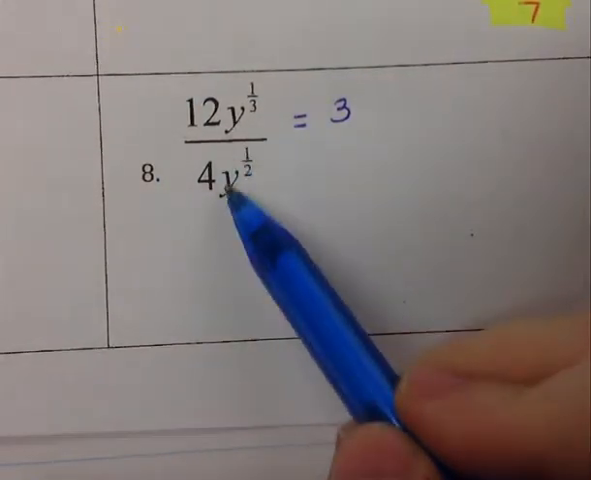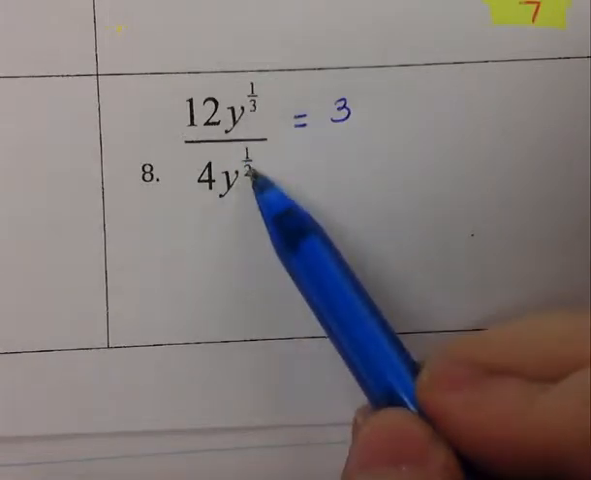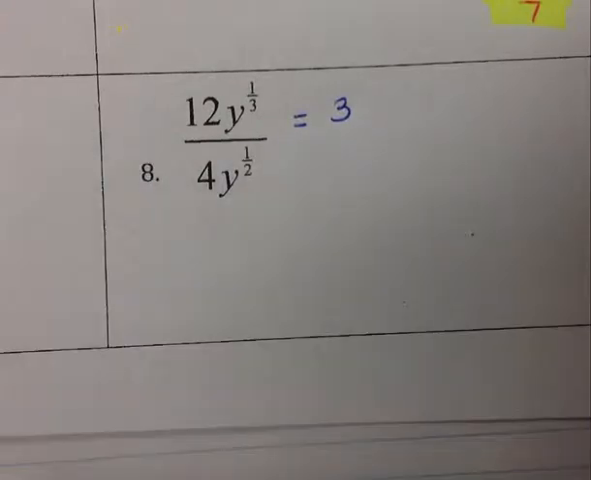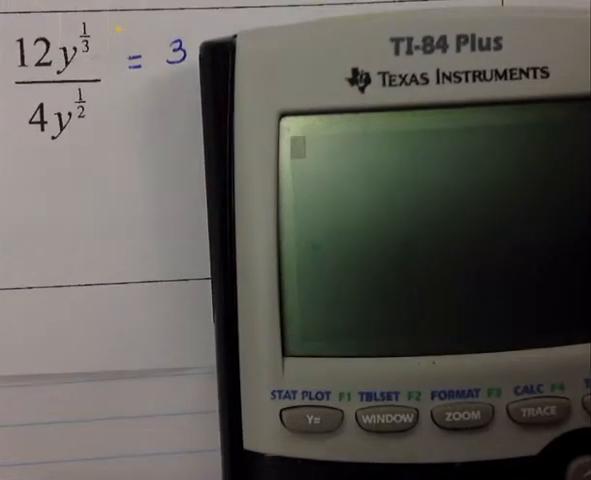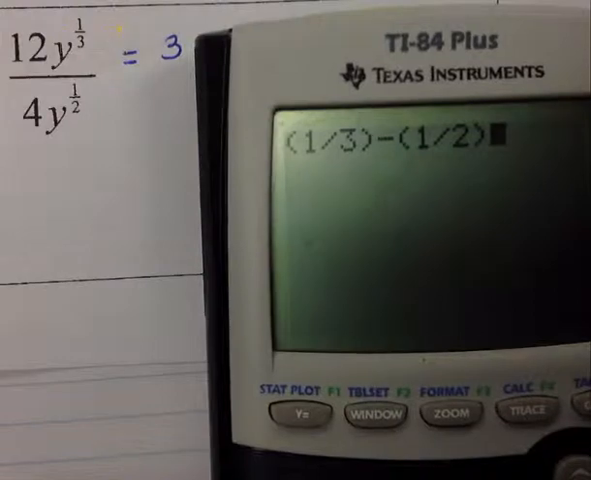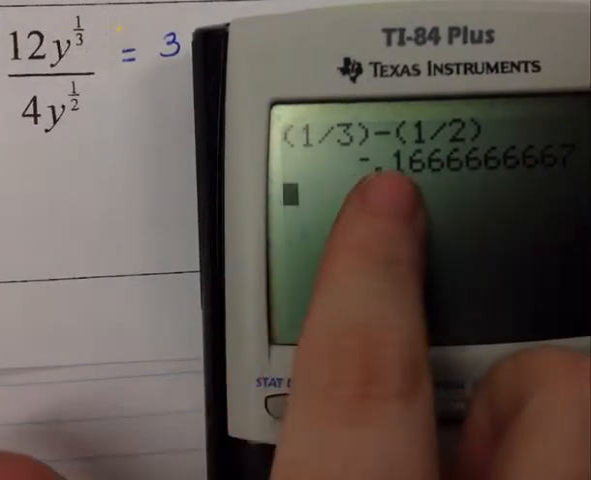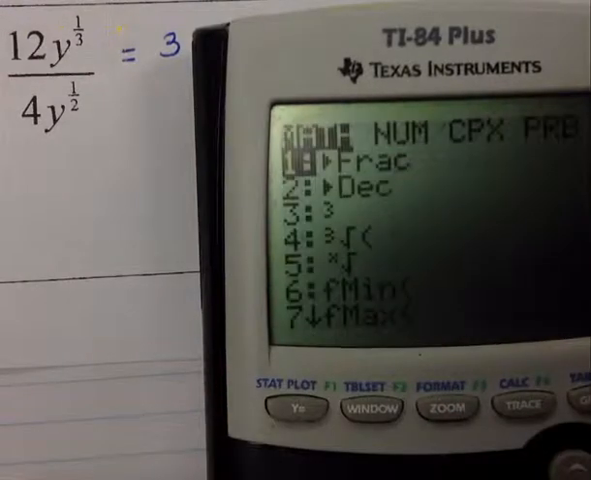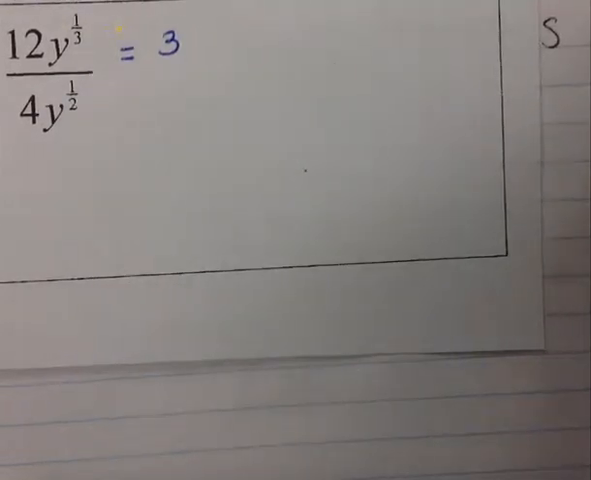We do have a y and a y, so since we have two y's, we actually want to subtract the exponents because we're dividing. So we take our exponent of 1/3, 1 divided by 3 in parentheses, minus, parentheses, 1/2, close parentheses. And that gives us a negative decimal. I want this as a fraction because fractions are easier to work with. So we have a negative 1/6. So this would be y to the negative 1/6.